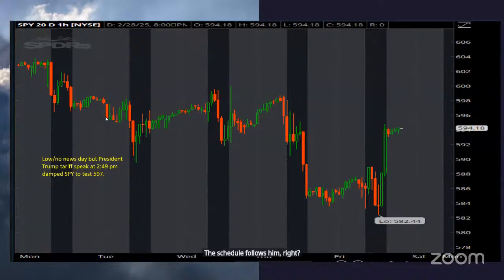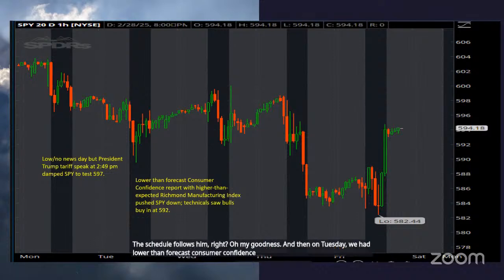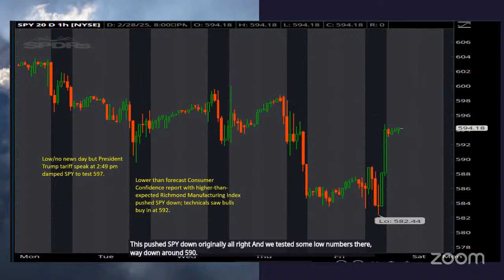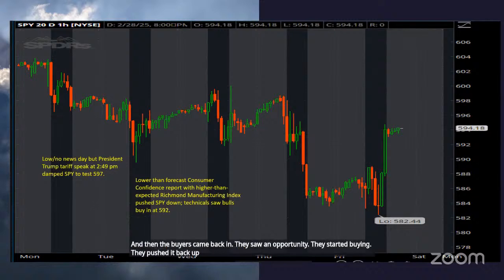And then on Tuesday, we had lower than forecast consumer confidence with a higher than expected Richmond Manufacturing Index. This pushed SPY down originally, all right? And we tested some low numbers there, way down around 590. And then the buyers came back in. They saw an opportunity. They started buying. They pushed it back up, and the bulls grabbed hold of it, took it back up to around 594-ish, maybe a little bit higher.